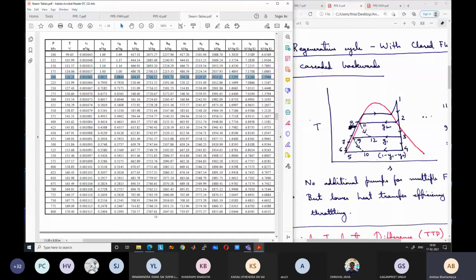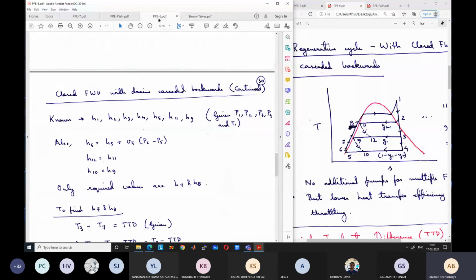So what will be our next step? Once we know the entropy and pressure at this point, what parameter are we going to find next? Quality at point 3, correct? From the entropy balance, you will find the quality. Using that quality, we can find the enthalpy value at point 3. Is it clear to everyone?